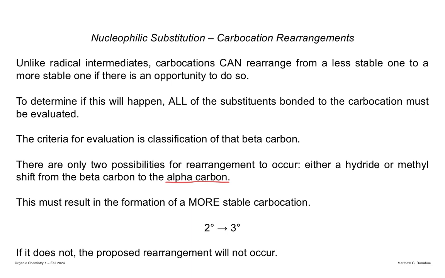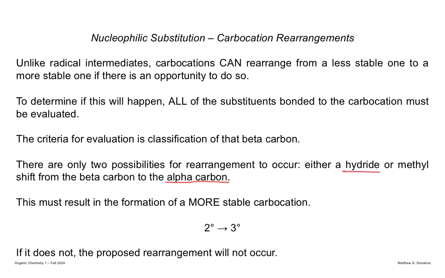We're going to use this alpha beta nomenclature. So the carbon bearing the leaving group we're going to call alpha. And then every carbon bonded to that we're going to call beta. And so they don't necessarily have to be the same type of beta carbon, so they all can be different. And therefore we have to evaluate each path individually to see if a rearrangement can occur. So the rearrangements can happen two ways.